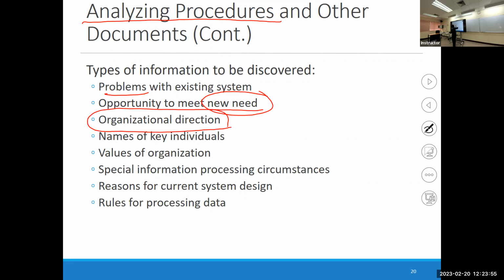Maybe understand from the direction of the organization as well. Identify key people from understanding the current system and current ways of work. These will be the things you can discover or identify: organization values, and also data, the data to be processed, and how we can process them.